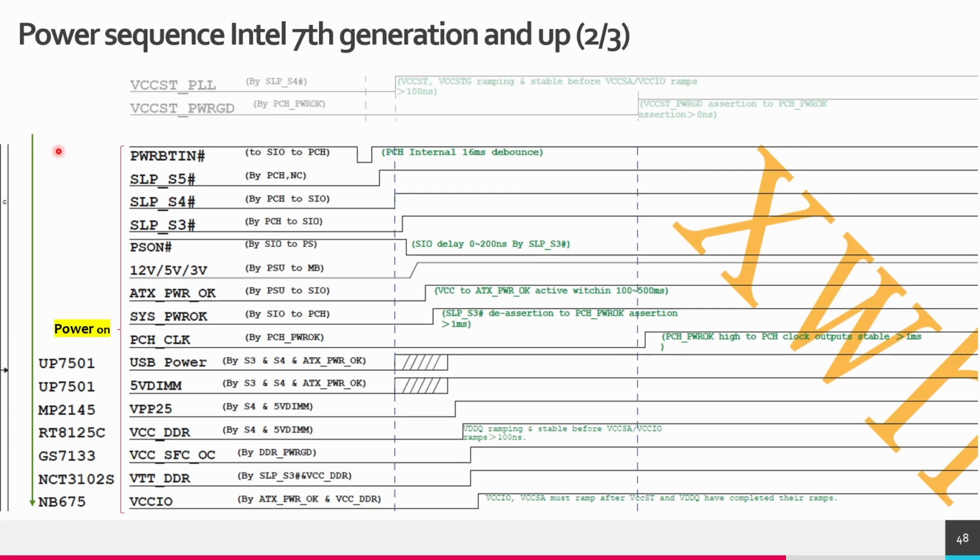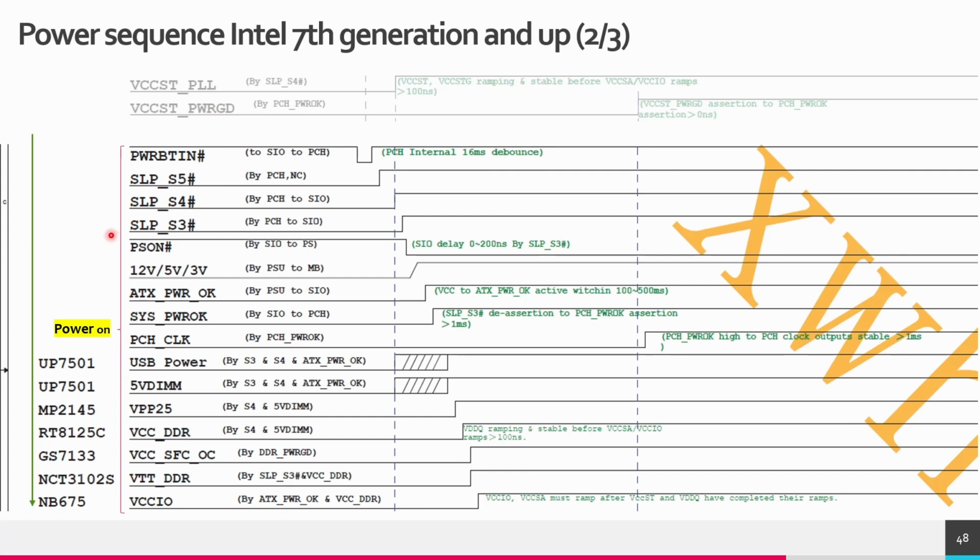When we press the power button, it creates a pulse. This pulse is sent to the Super I/O chip, and from the Super I/O chip, this pulse is sent to the PCH. The PCH will now send two sleep state signals, that is sleep state 4 and sleep state 3. Not all motherboards implement sleep state 5.